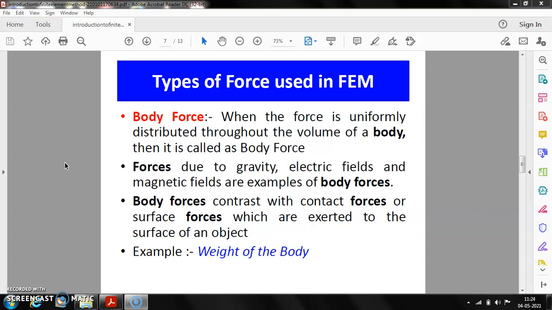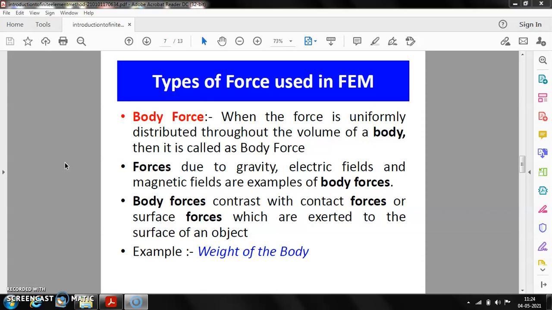So, in the last class, we discussed the introduction to FEM, the history of FEM, advantages and limitations, and some applications. And in this lecture, we shall discuss the types of force used in the FEM and how the discretization process takes place in FEM.